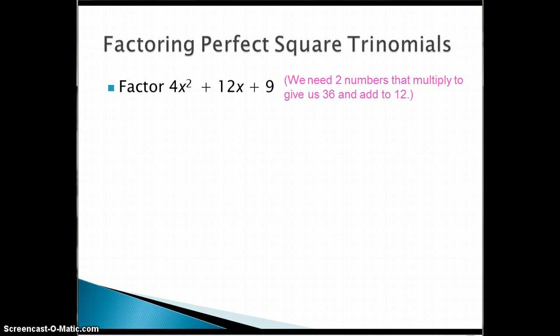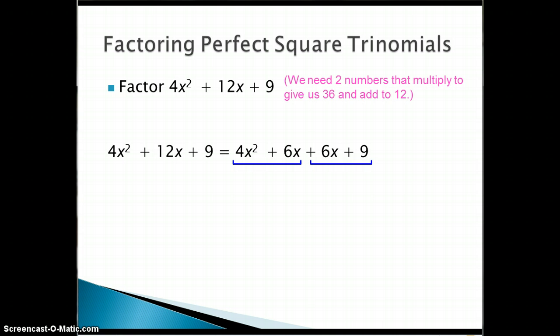And remember, what we do with those numbers is different when the leading coefficient is not 1. We use those two numbers to split up that middle term into two terms, giving us a 4-term polynomial. So we're going to rewrite that trinomial as 4x squared plus 6x plus 6x plus 9. And that's again using the plus 6 and the plus 6 to split that 12x up into two terms. So now we have 4 terms which we can factor by grouping.